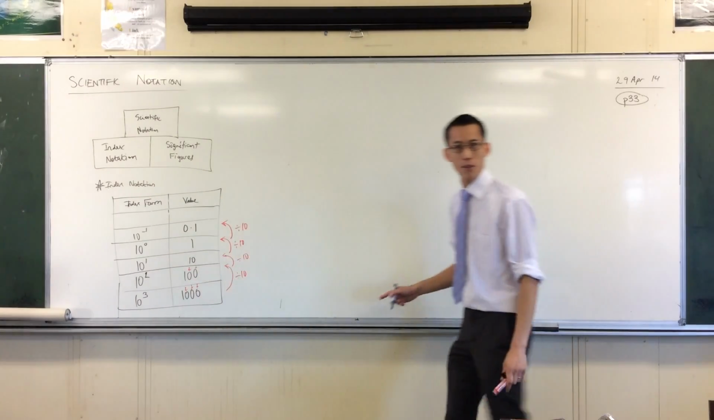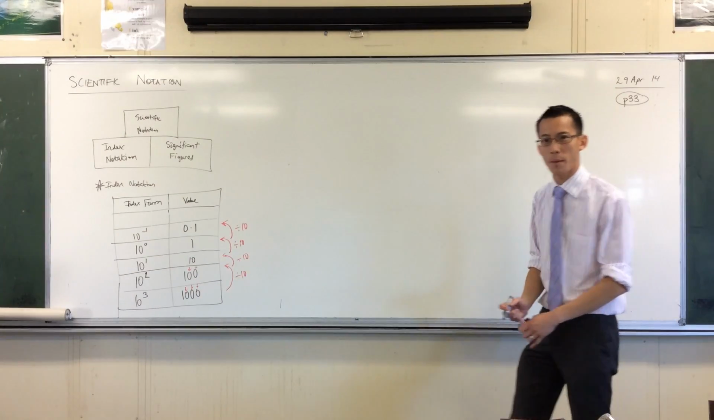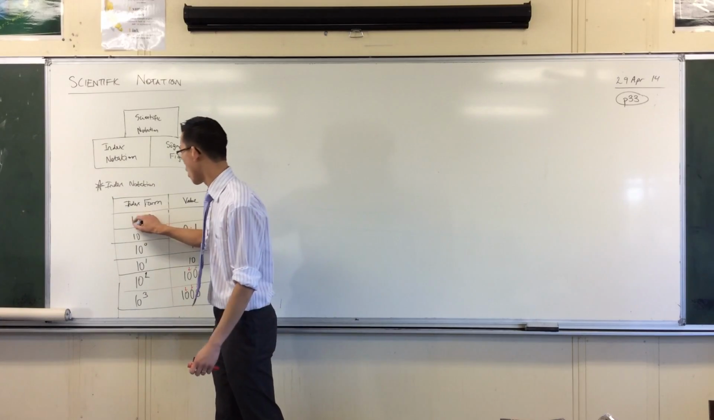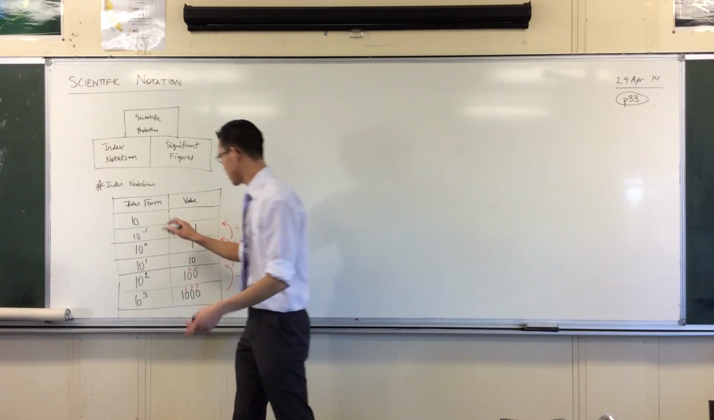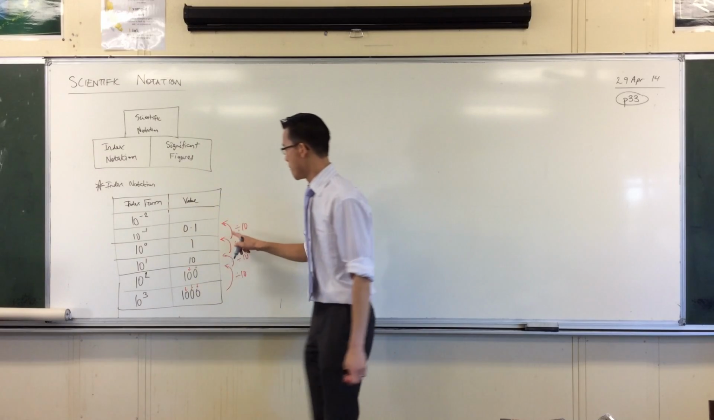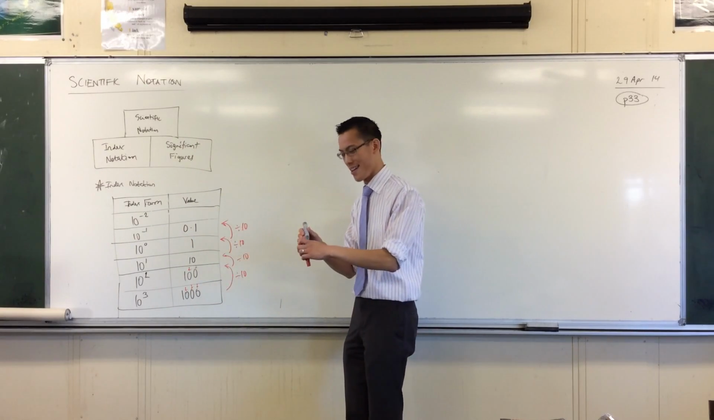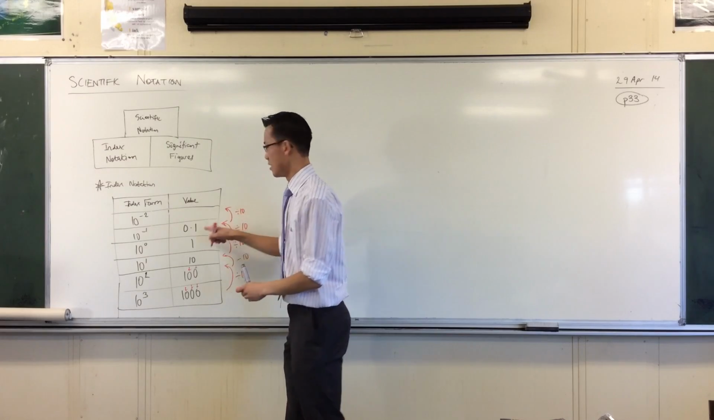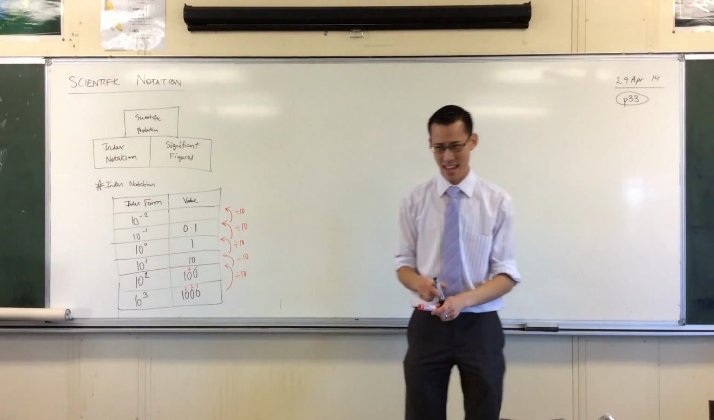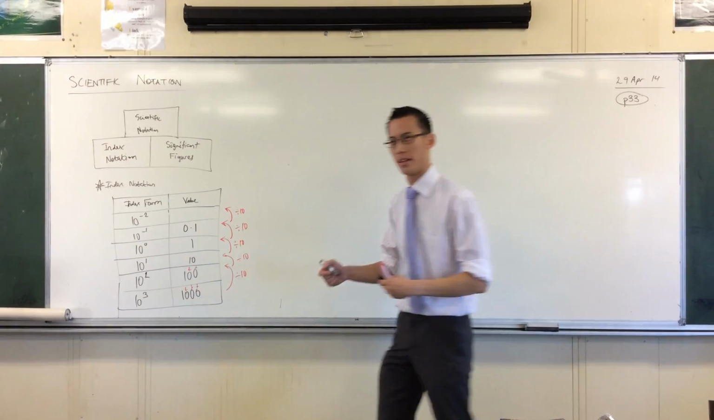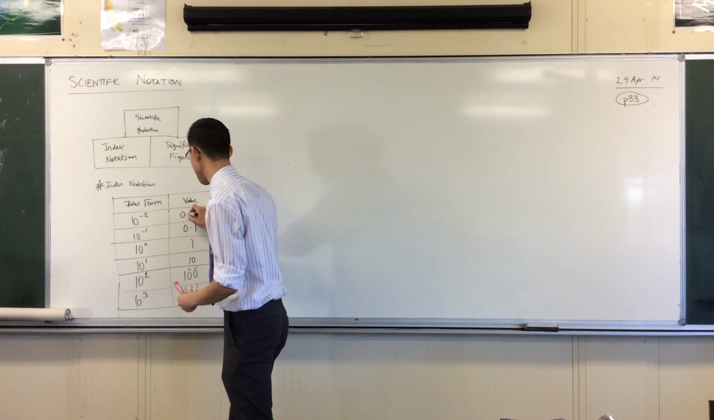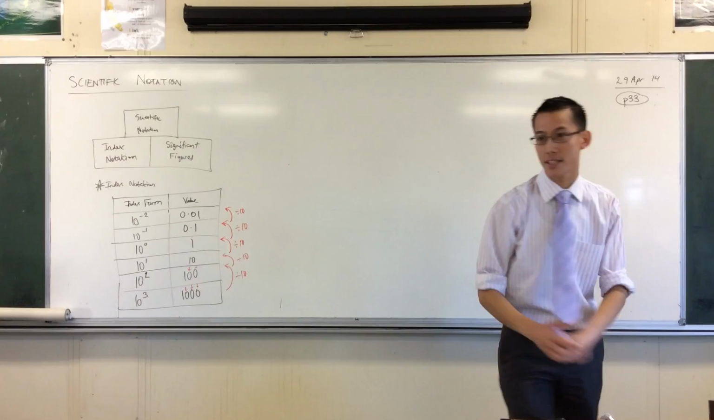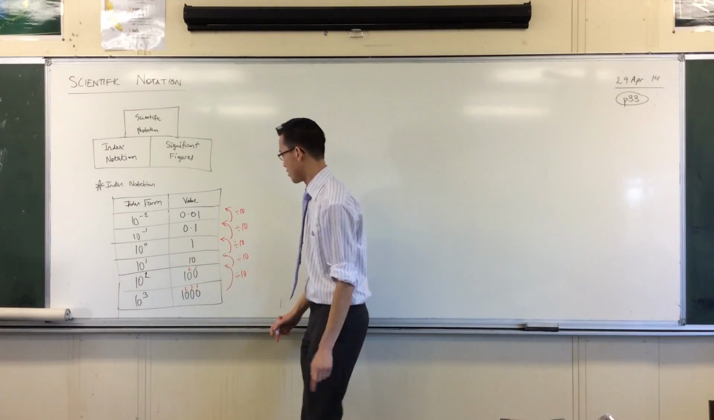Do you guys reckon you could finish off the top row for me? What would be the left-hand side? 10 to the power of -2, good, right? I'm going to divide by 10 one last time. Divide by 10. 0.1 divided by 10, that's 0.01, isn't it? It's even smaller. Okay? Right. Now, again, notice, right?